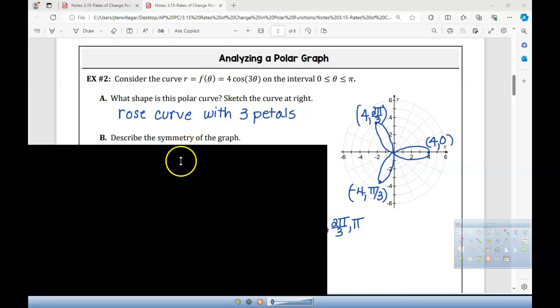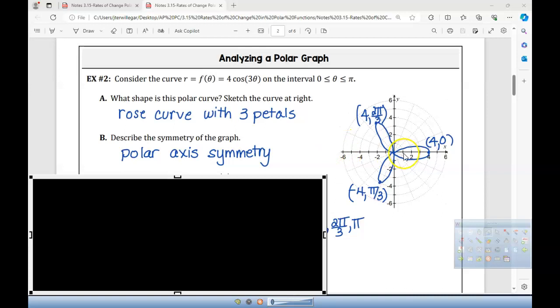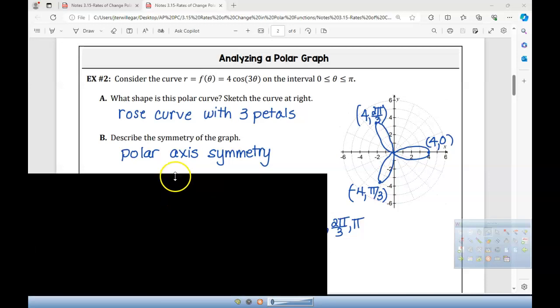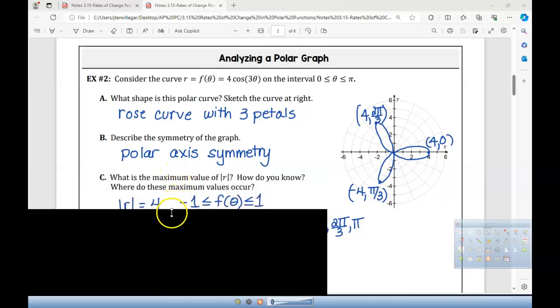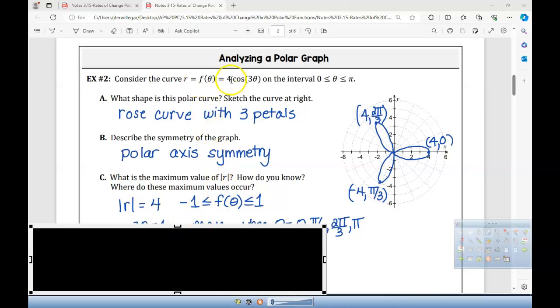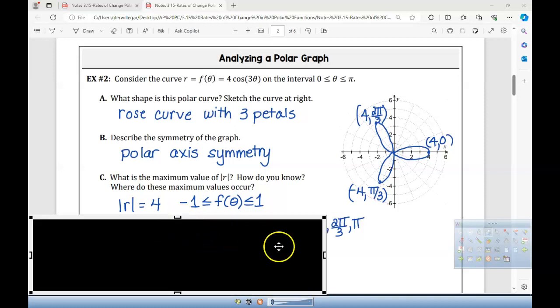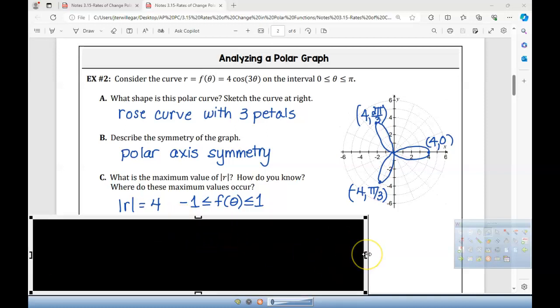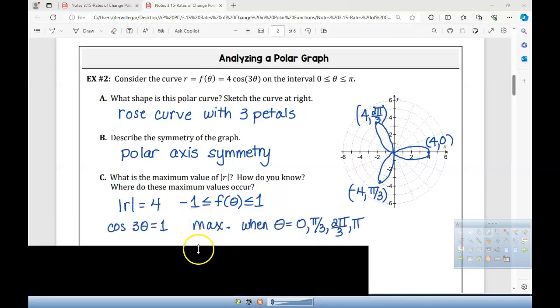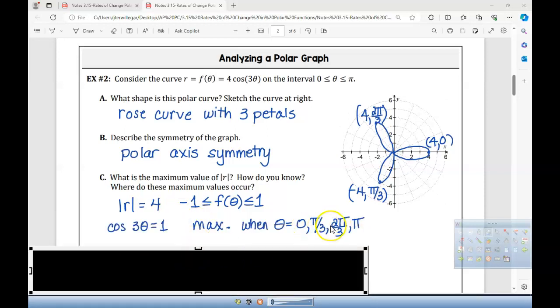Symmetry, because it's cosine, is the polar axis. What's going to be my maximum value for r? It's 4 because of my amplitude. Now, when does the max occur? 0, pi over 3, 2 pi over 3, and pi.